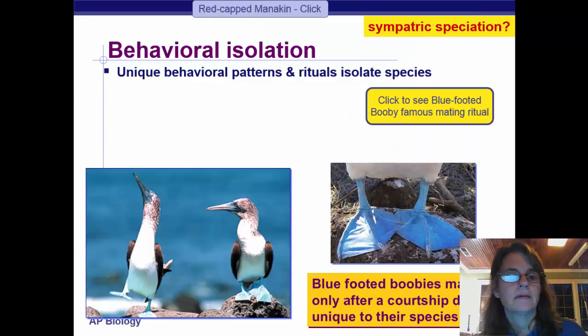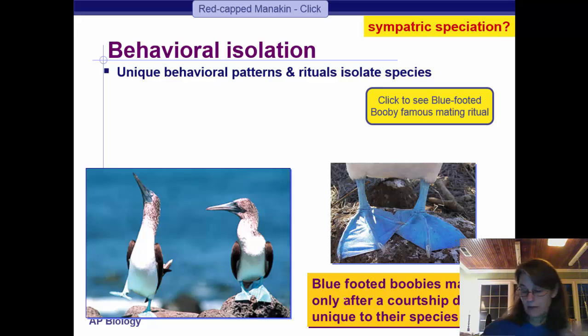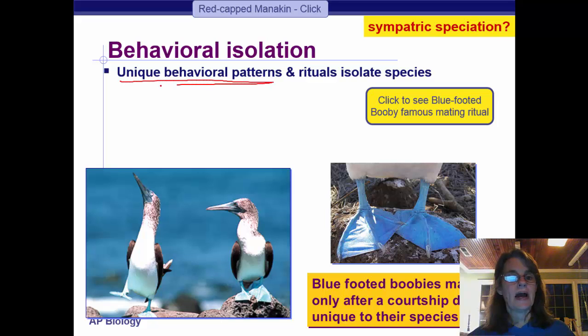Behavioral isolation. Okay. There are, as we all know already, with bird songs and so on, certain behaviors that organisms engage in that let others of their species know they are ready to mate. And if you don't do the right dance, then you're not going to get a partner. So behavioral isolation is talking about those behavioral patterns that are unique and they attract one member of the species to another and allow them to communicate that it's time to breed. And if you don't know the right dance, then you don't get a date.